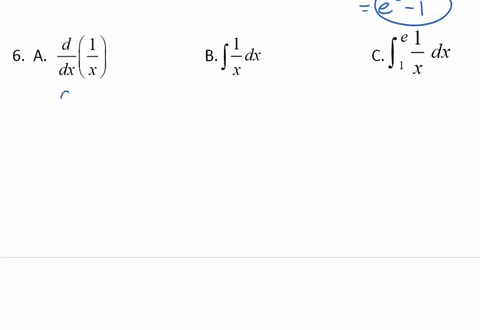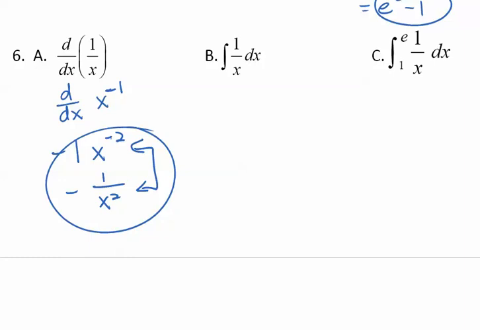To do the derivative of 1 over x, think of it as an exponent, x to the negative 1. So we'll reduce the exponent. So negative 1 over x squared, either one of these two forms, of course, would be a fine answer. As opposed to the integral, 1 over x is the derivative of the natural log of x, assuming that x is not equal to 0.